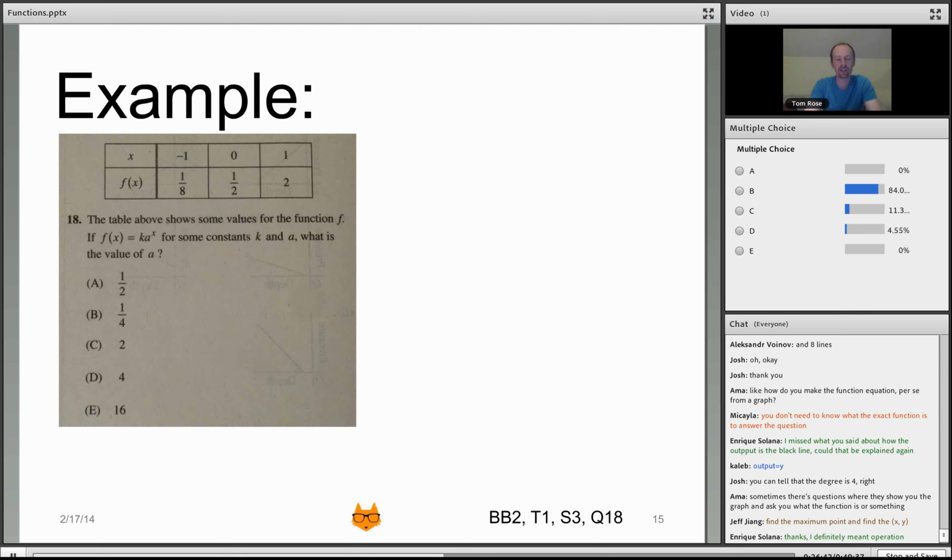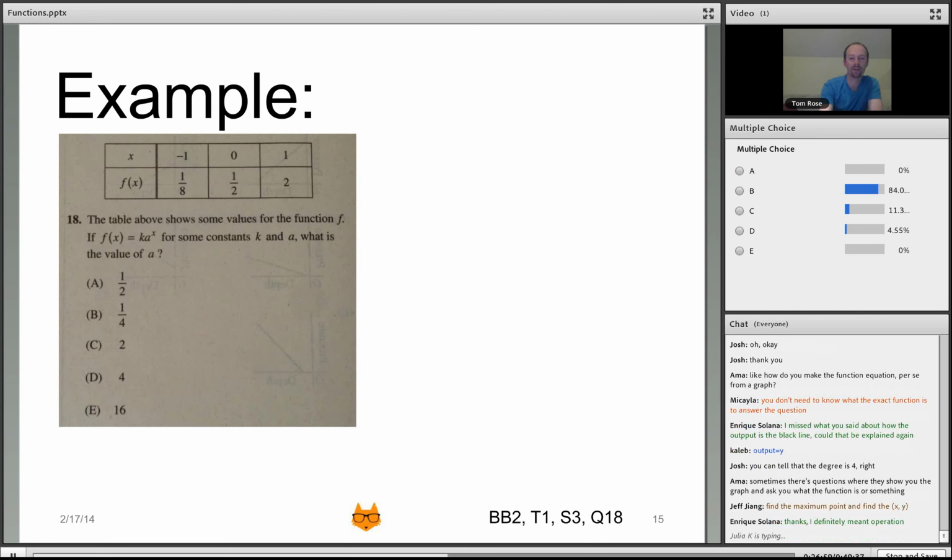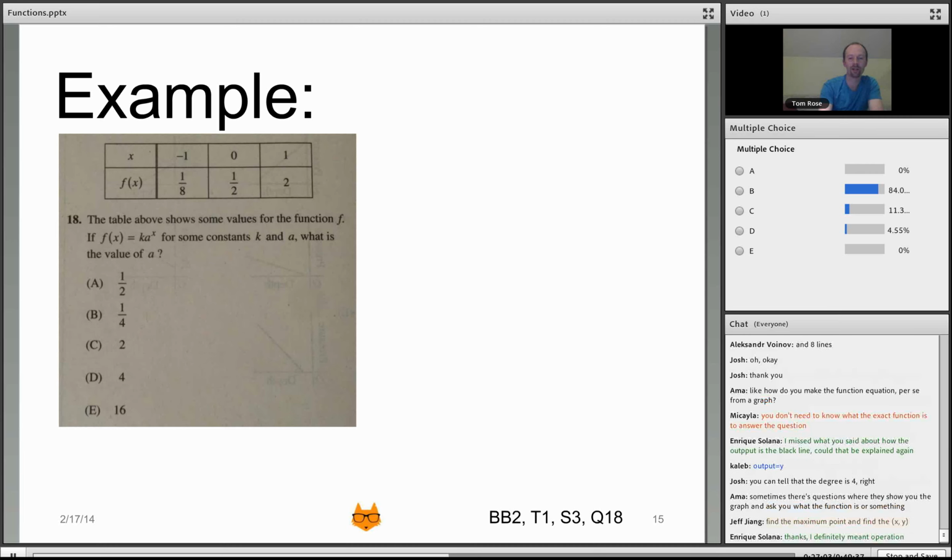Here's where they start to get really tough. This question is the top level of difficulty. So I'll give you a couple minutes to do this one. When you're finished, select your multiple choice answer in the multiple choice poll above the chat.